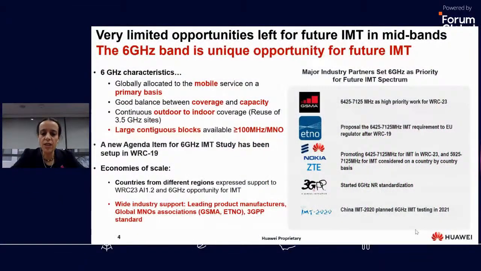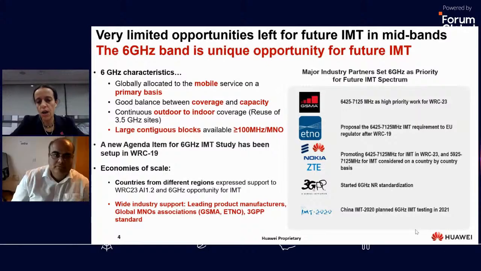The final point is that this is a band where we have seen interest from different countries, and we see also wide support from industry, including leading product manufacturers, global MNO associations, and also from standards, where the work has already started. Thank you, and this will end my presentation.